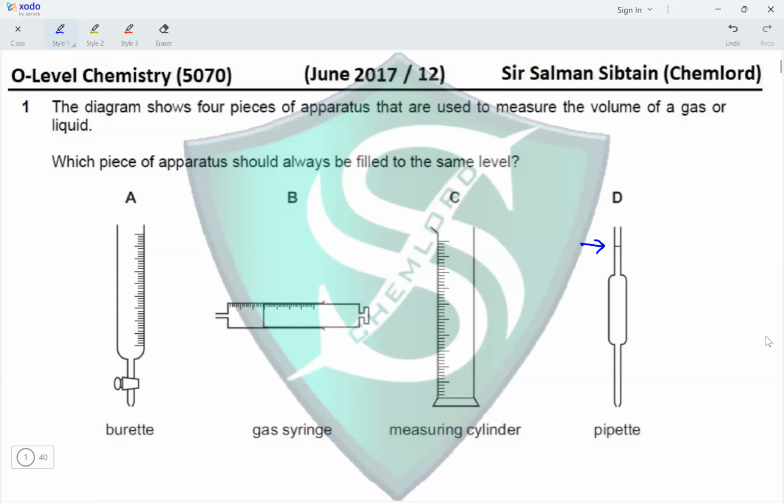So which piece of apparatus should always be filled to the same level? It should be the pipette, making option D the correct option for this question.